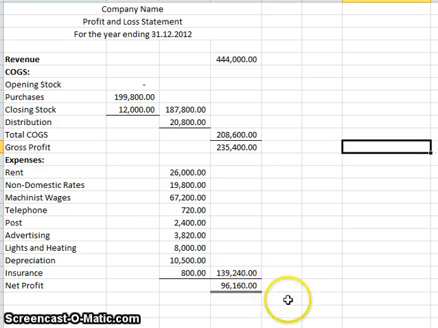Yes, we made £96,160 profit, net profit, but is that good? What was our goal? What did we make last year? How could we compare that to other companies of different sizes?